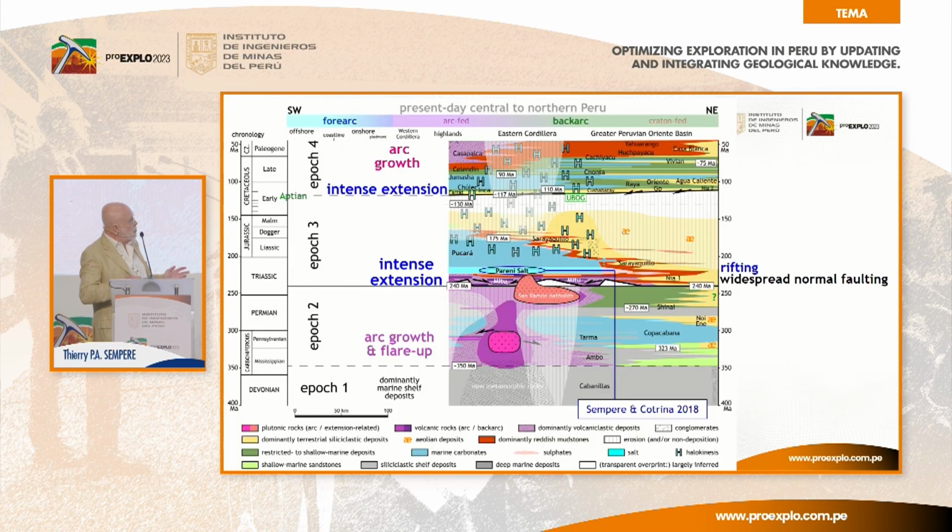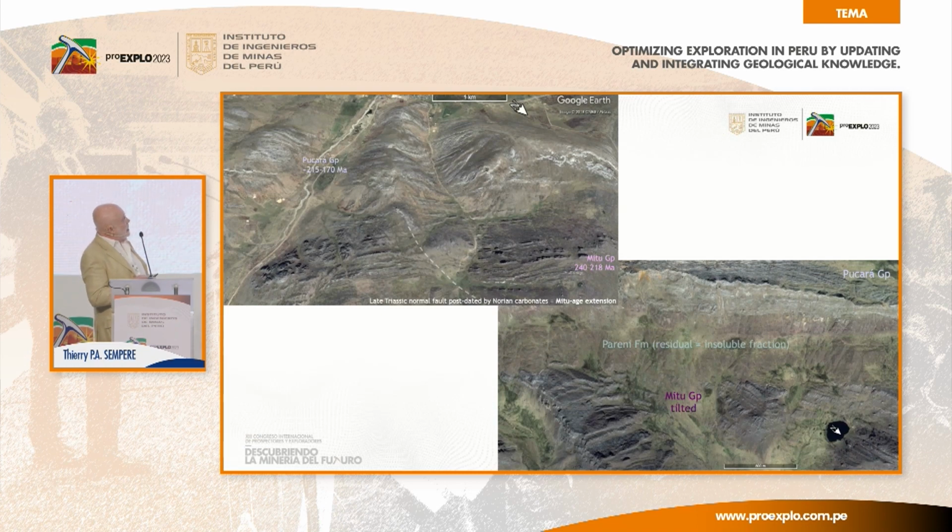I'm not going to give many examples, but the important thing of this picture is that we can evidence an episode during the Mitu time of intense faulting. It was quite extensional, which reached the lower crust in some areas. And this is a rifting episode on the Mitu, Sal, and Pucara. This is a typical rift evolution succession. So in the Andes, we can see this.